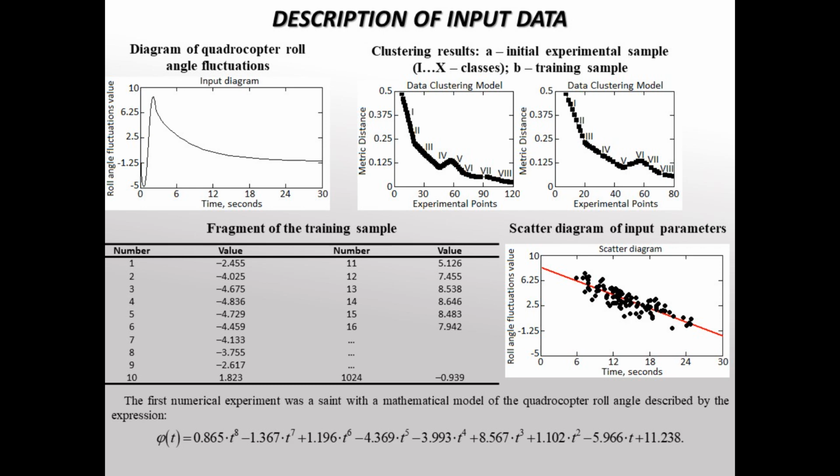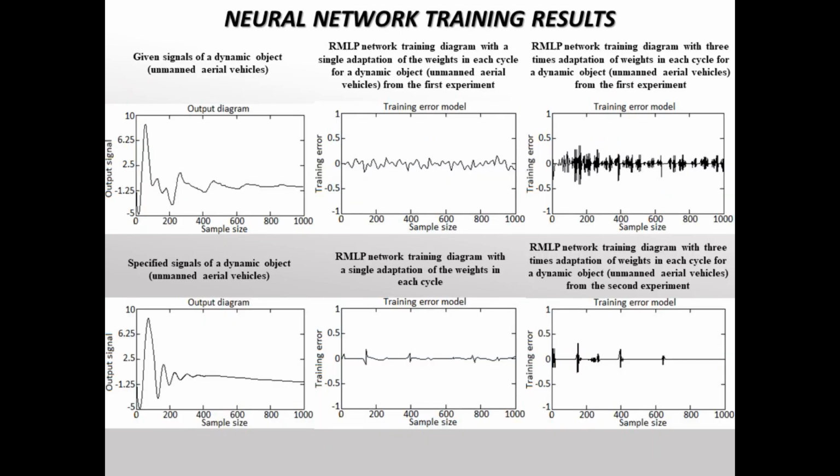As the initial data for training and test samples, the diagram of quadrocopter roll angle fluctuation is taken. The table contains a fragment of the training sample of the values of the quadrocopter roll angle fluctuation. The complete training sample contains 265 rows corresponding to different test modes. This slide shows the neural network training results.